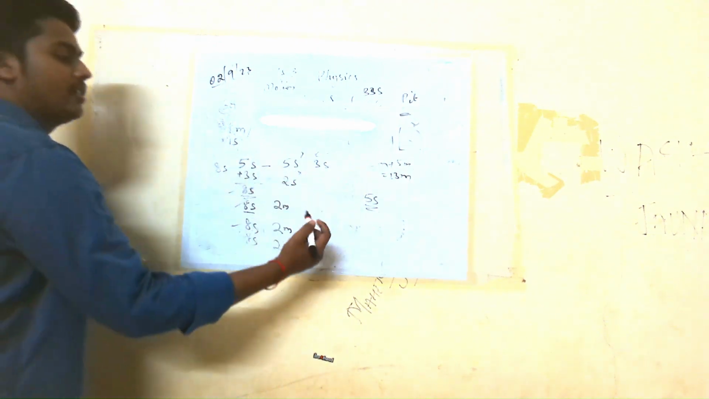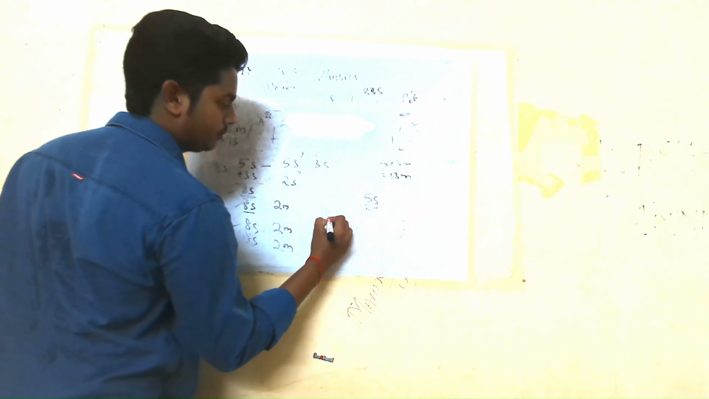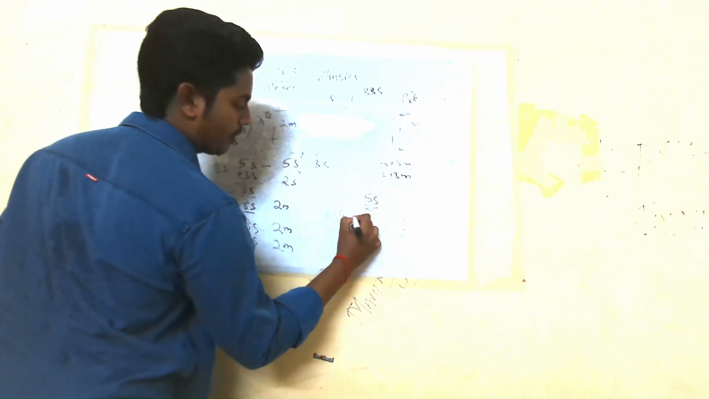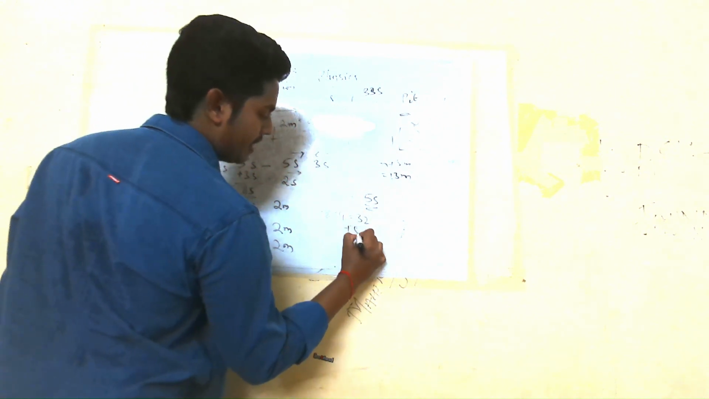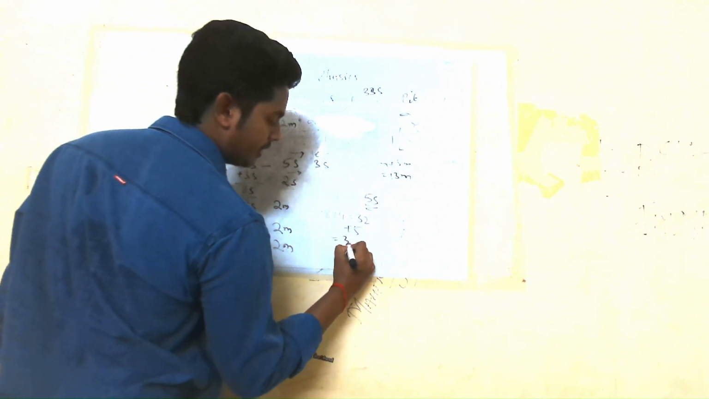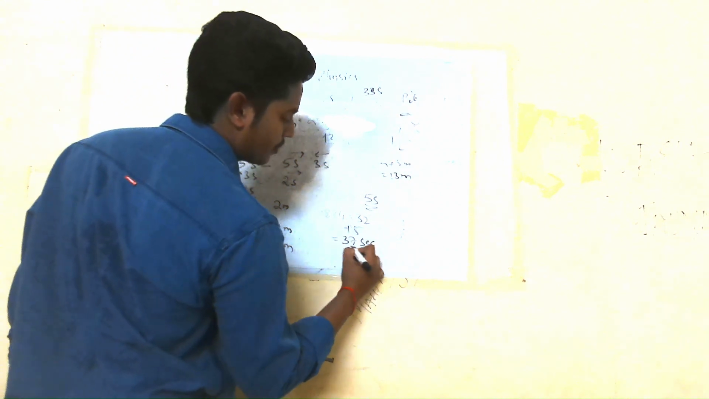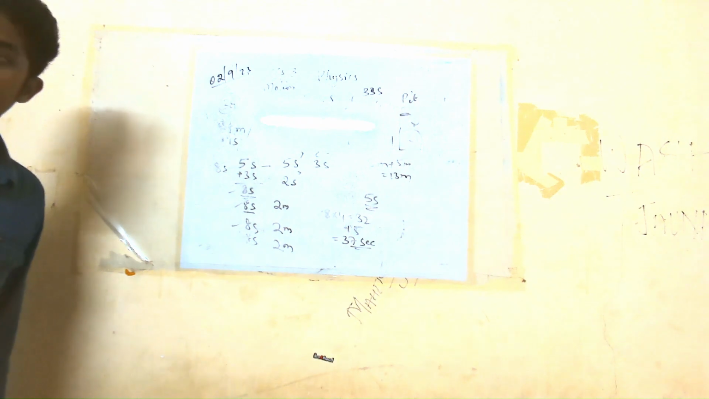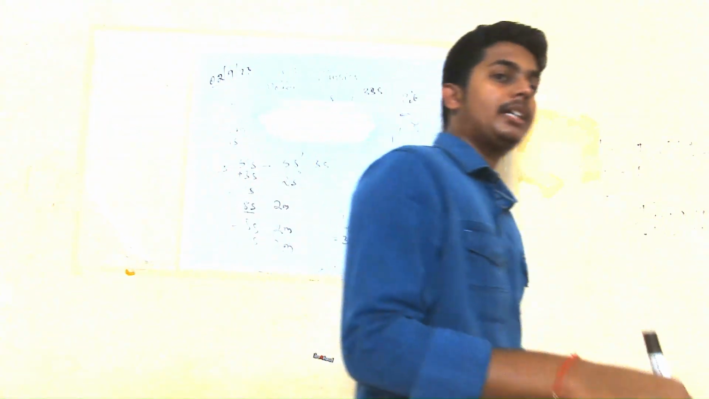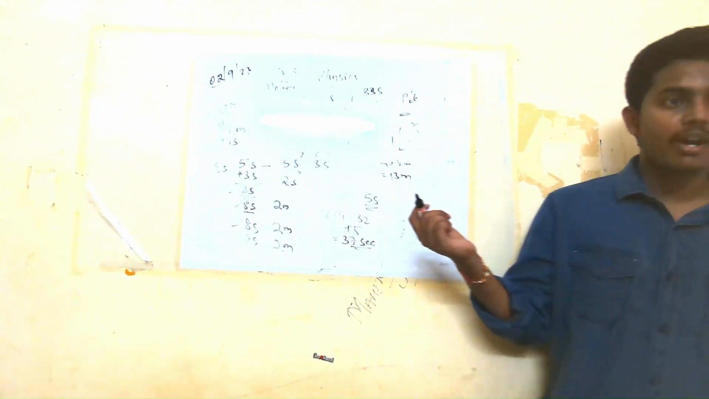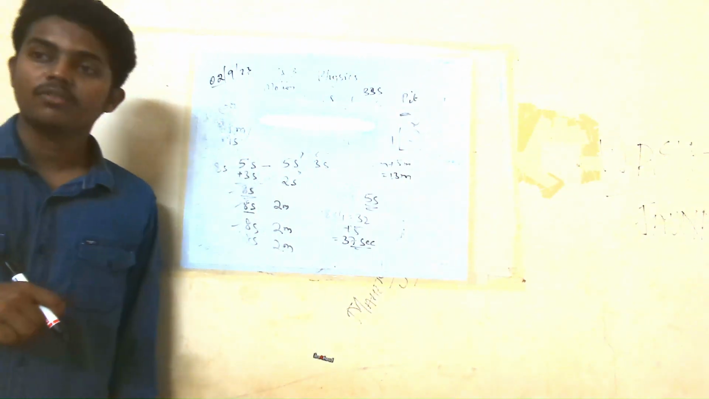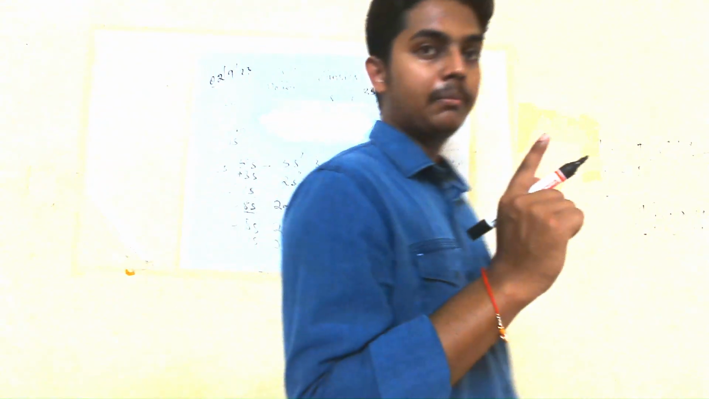How many times? 8. So 8 fours are 32. 8 into 4 is 32 seconds, plus 5 seconds is equal to 37 seconds. So he takes 37 seconds to fall into the pit by traveling 5 steps forward and 2 steps backward, covering 1 meter with 1 step in 1 second.